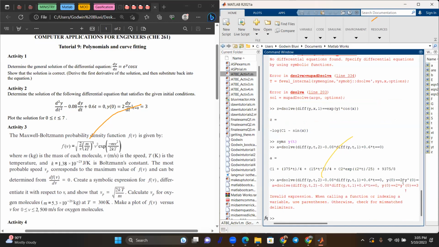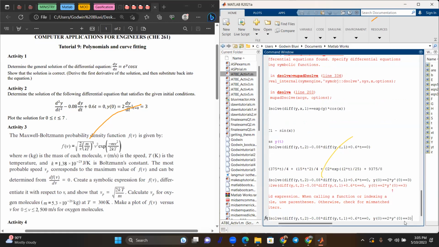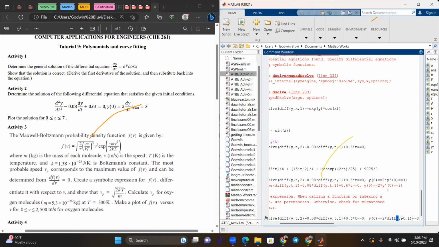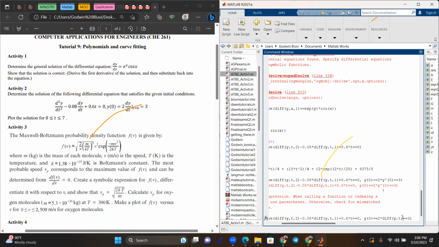Y prime of 0. This y comma t comma 1. How do you express this thing? I don't remember doing it this week. 0, close bracket.